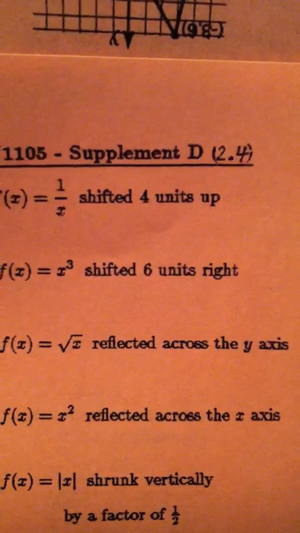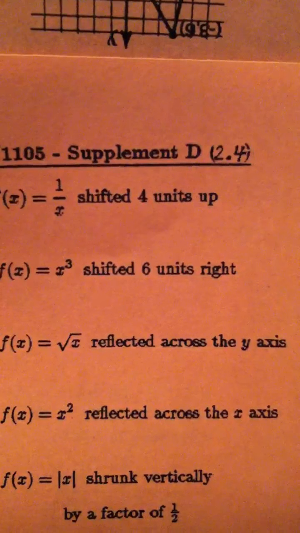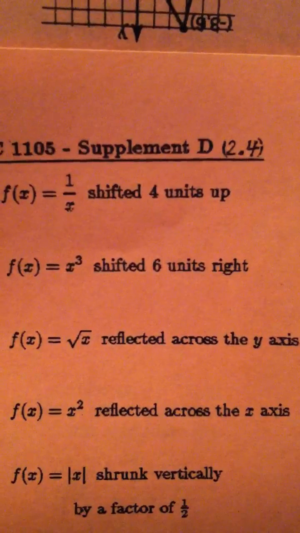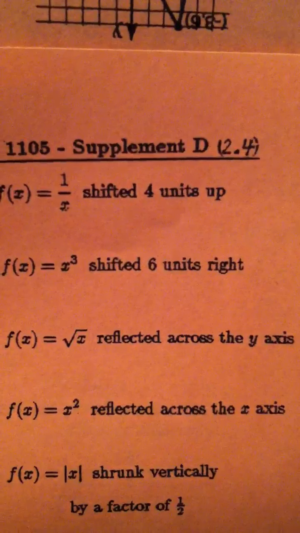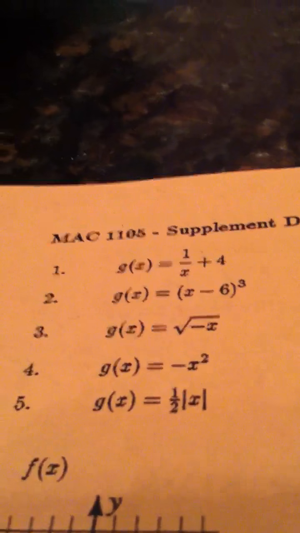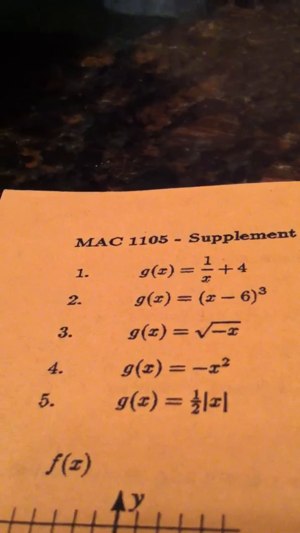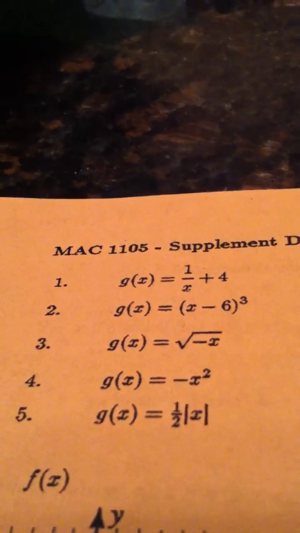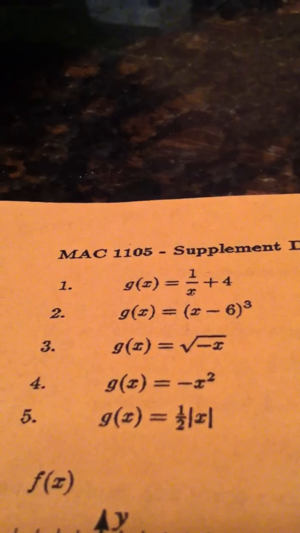So anytime I'm reflecting something across the x-axis, I'm multiplying the original function, which is the y value, by negative 1. That's why my answer would be g of x equals, and it's actually negative 1 times x squared, which is read opposite of x squared.